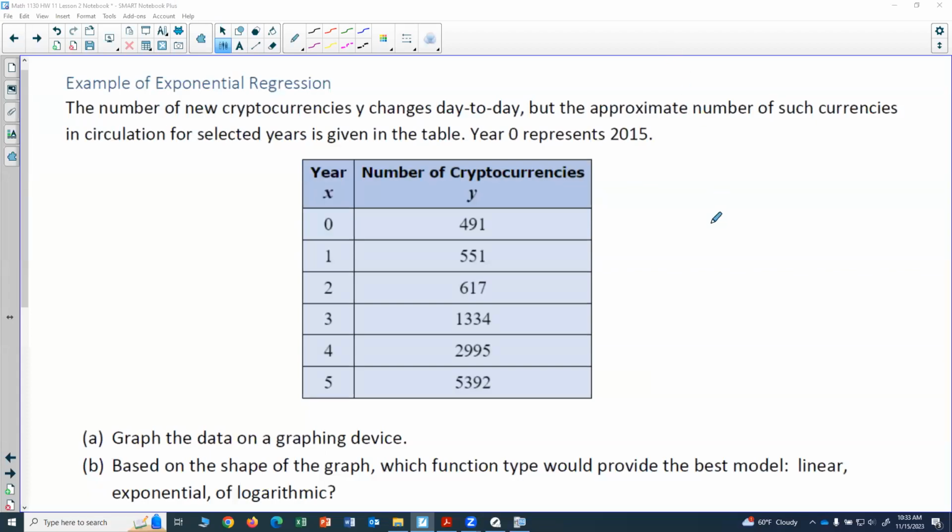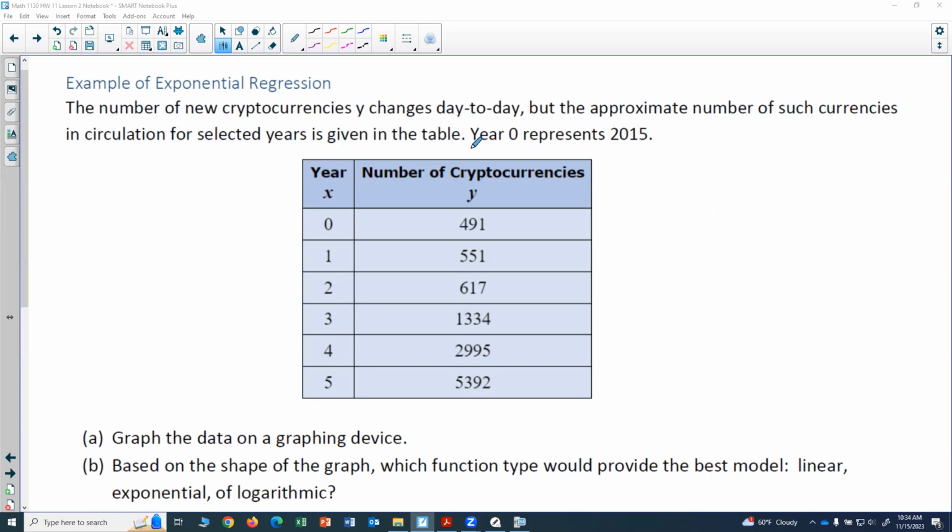In this example, we'll look at using the TI-84 calculator to find exponential regression. Here's an example. The number of new cryptocurrencies Y changes day to day, but the approximate number of such currencies in circulation for selected years is given in the table. Year 0 represents the year 2015.